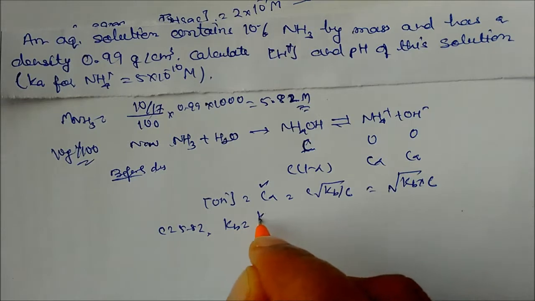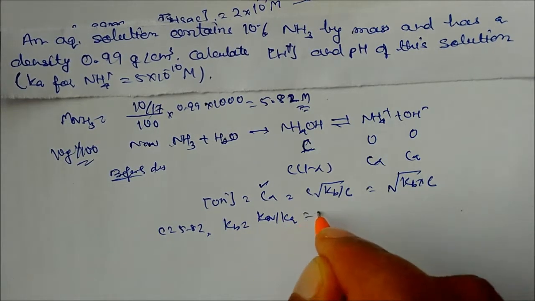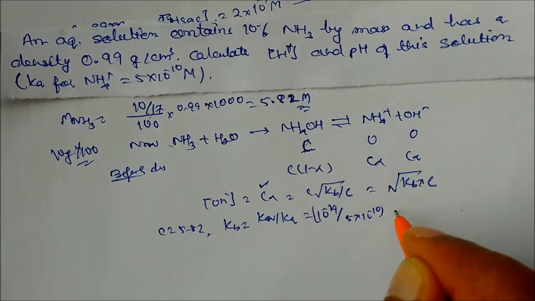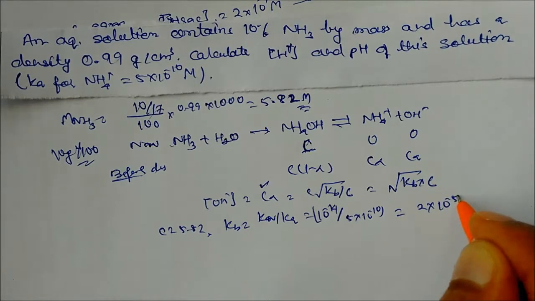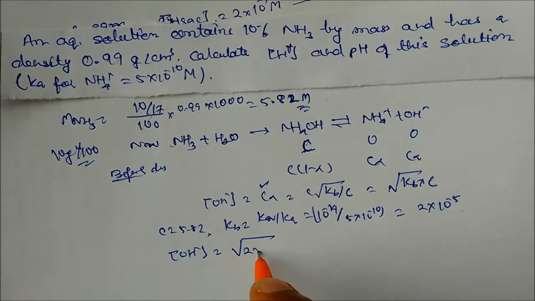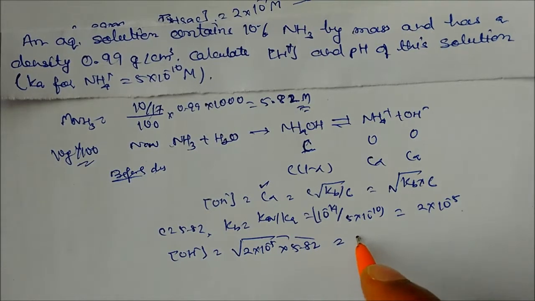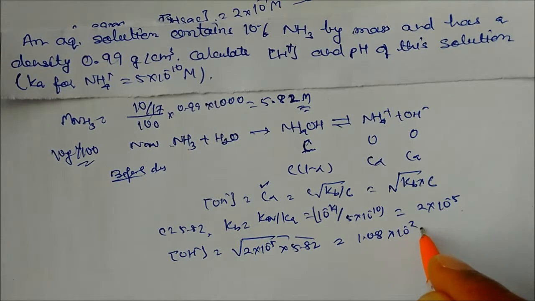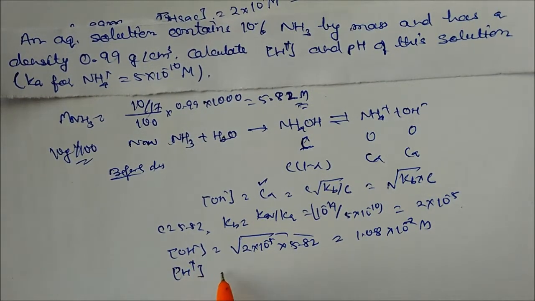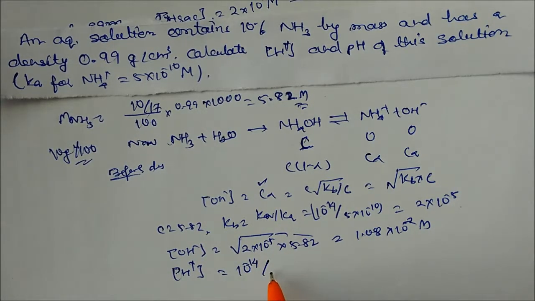Kb is nothing but Kw by Ka, that is 10 power minus 14 divided by 5 into 10 power minus 10. On solving we will get 2 into 10 power minus 5. So the concentration of OH will be the square root of 2 into 10 power minus 5 times the concentration, 5.82. On solving we will get 0.0108, that is 1.08 into 10 power minus 2 molarity. This is the concentration of OH. So how much H plus is there? H plus will be, on solving, 10 power minus 14 divided by 1.08 into 10 power minus 2.